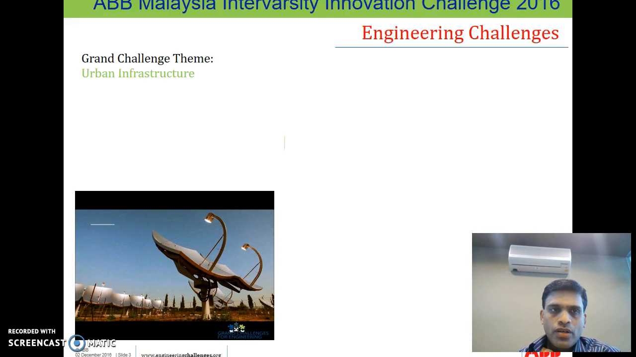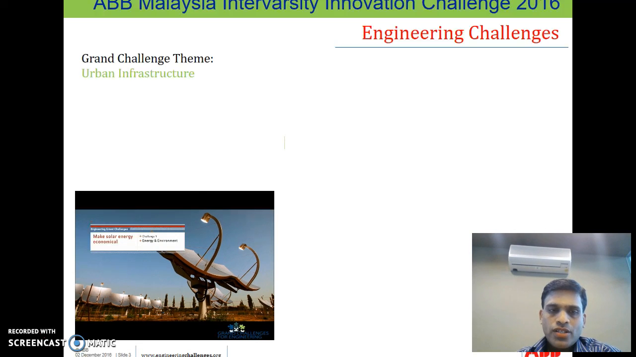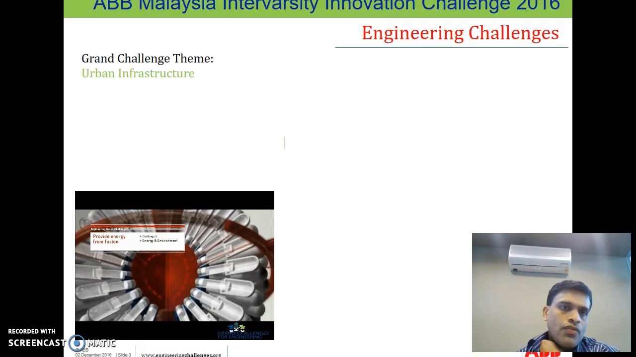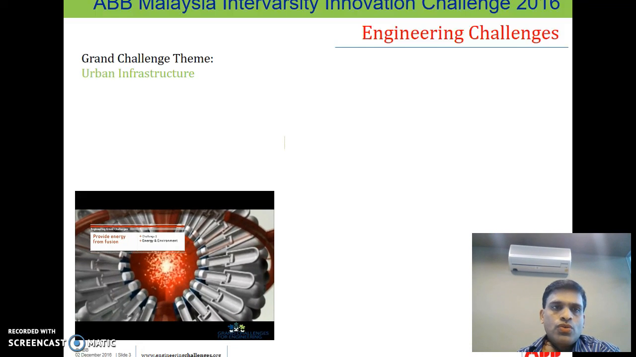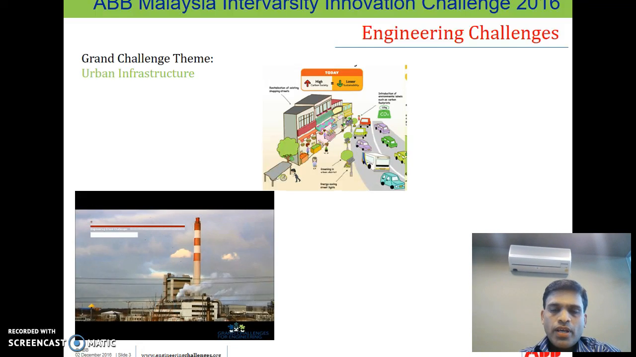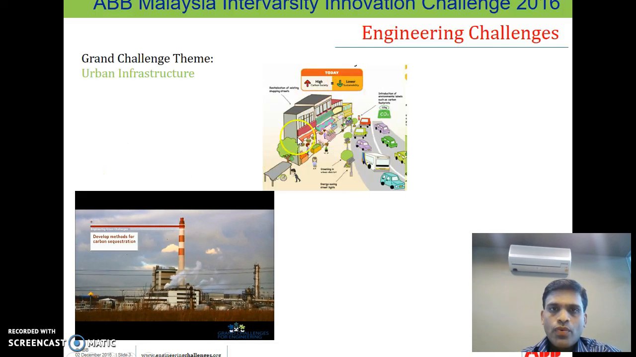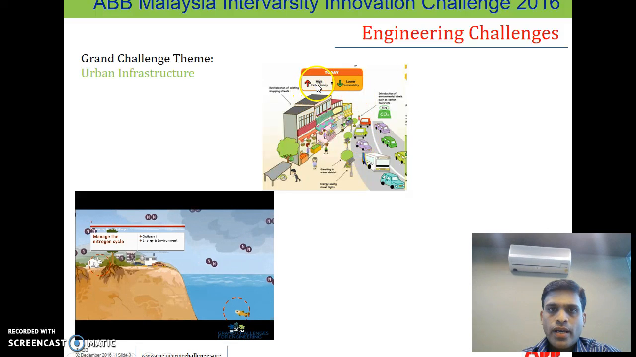So in Katrina, you try to explain about the grand challenge, the background, why we need to have this type of grand challenge for future solution. Then we choose urban infrastructure because we want to make the city carbon free. Then you talk about how it looks today: high carbon density, low sustainability.